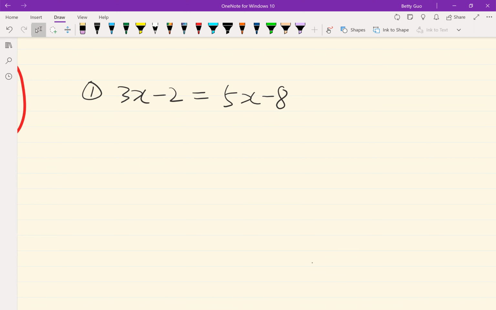So here, we have 4 terms. Let me color them differently. Blue, purple, green, and orange. 4 terms. This equal sign, as I said, is like an anchor.